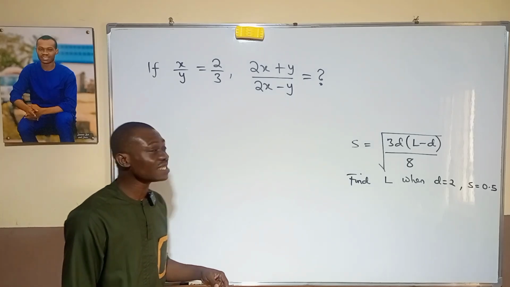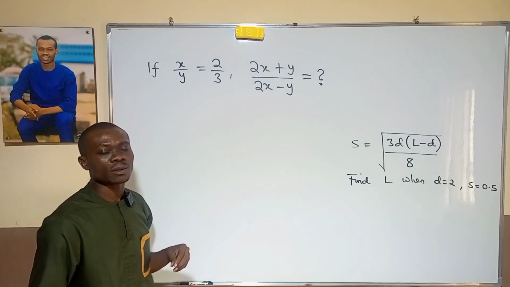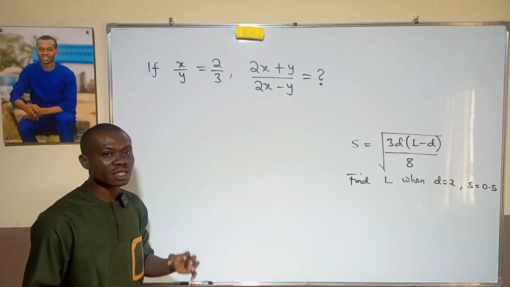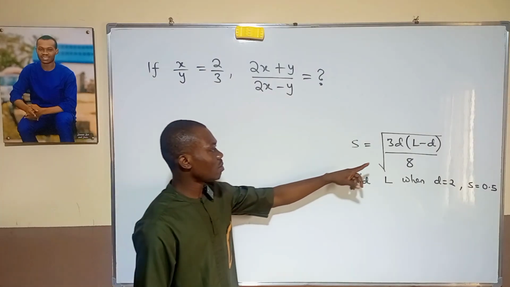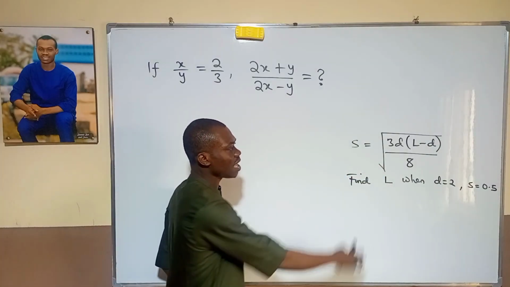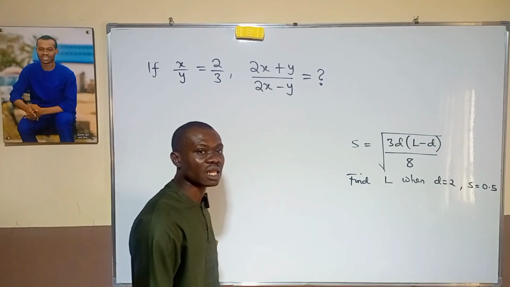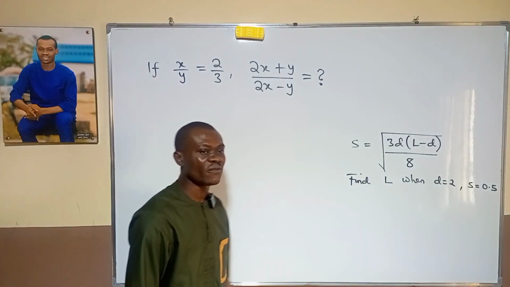Alright, so in today's video, we want to look at this example. Now, this particular question is coming from substitution into algebraic formulas. Right now, you can look at what I have on the right side of the board. It says if S is given as this formula, you should find the value of L when D is 2 and S is 0.5.